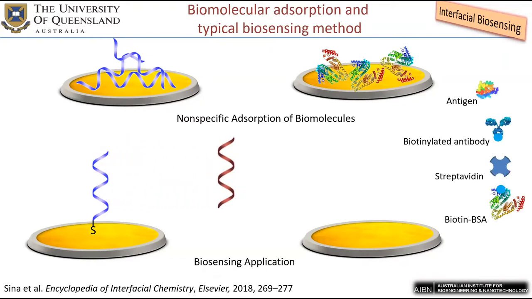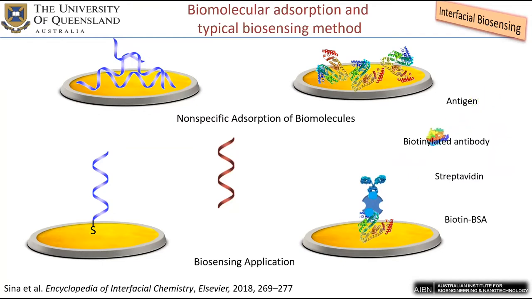Similarly, for protein detection as well, they use functionalization of the surface using biotin-BSA that connects with the streptavidin, that streptavidin binds your biotinylated antibody, and this biotinylated antibody then captures your target antigen. Now the problem with these typical biosensing methods is that this functionalization process takes a really long time, so it is a time-consuming process.